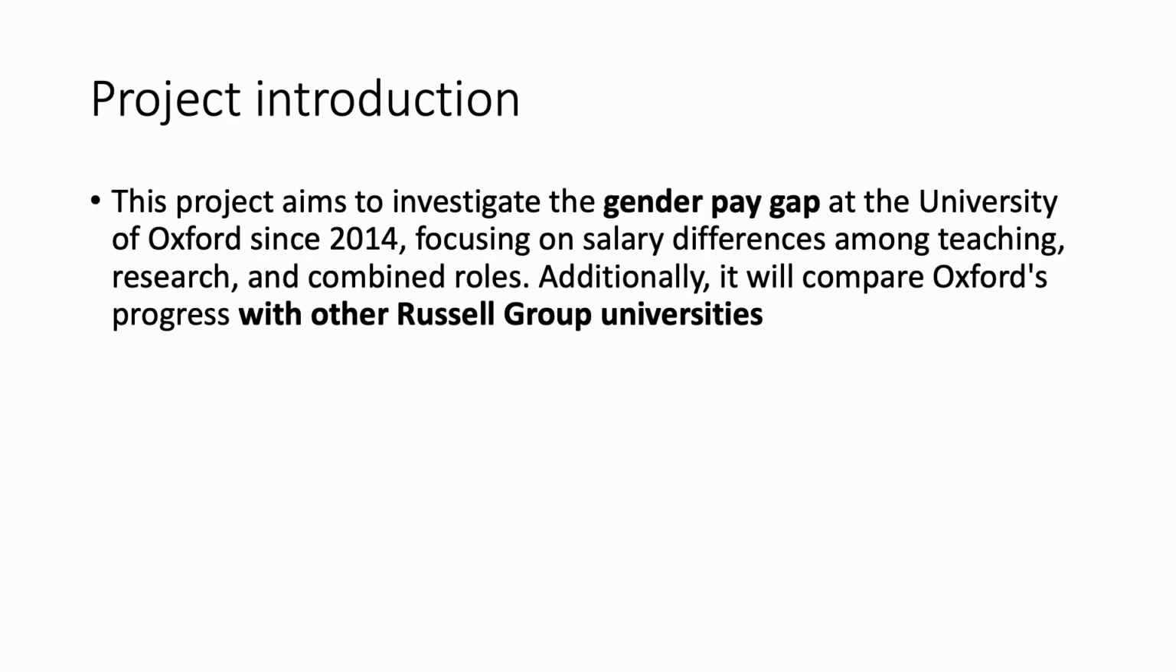So the motivation of this project really aims to investigate the gender pay gap at the University of Oxford since 2014. We focus on the salary differences among teaching, research, and the combination of both teaching and research roles. Another thing that we also did was to compare universities that are in the Russell Group with Oxford's progress in terms of closing the gender pay gap.